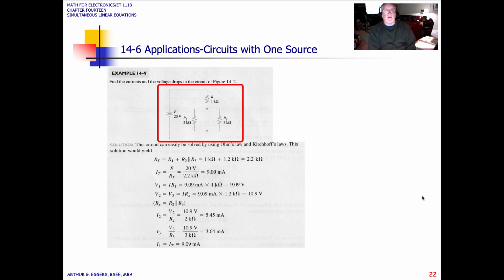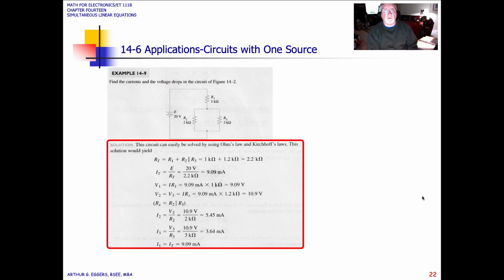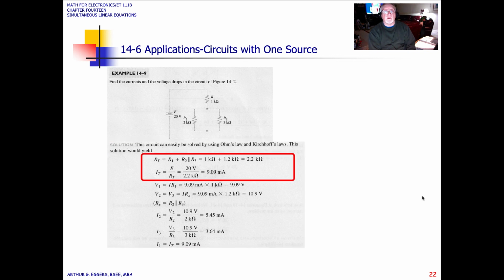So in solving the relationships, coming up with the mathematical relationships, let's take a look at how the circuit can be easily solved by using Ohm's law and Kirchhoff's laws, and this is just what we've seen in the past. So the total resistance for the circuit is R1, the series part, and R2 and R3 in parallel. We're not going to go through all of the math for reducing a parallel down, but we end up with a 1K ohm in series now with a 1.2K ohm equivalent resistance, which gives us 2.2K ohms.